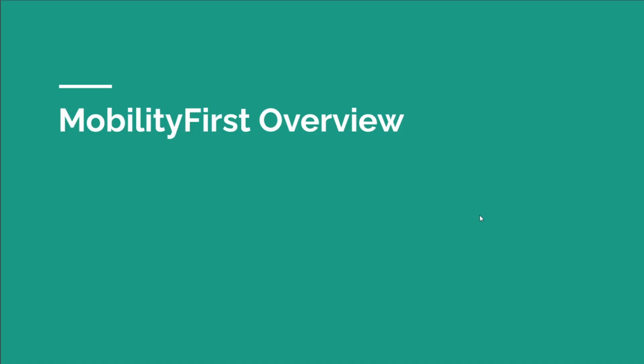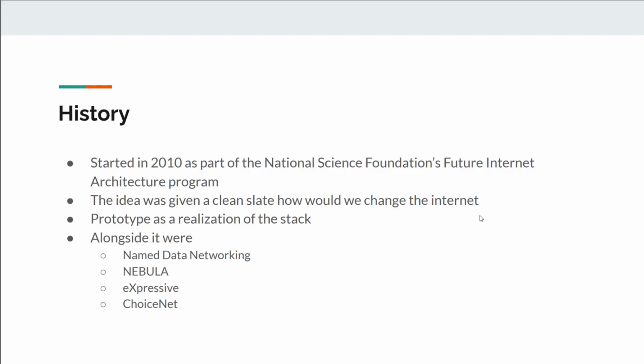So now let's get into MobilityFirst, particularly the MSocket. MobilityFirst started out in 2010 as part of the National Science Foundation's Future Internet Architecture Program. We've covered this in class. The idea was to take a clean slate on how we change and design the internet. Each project was to create a prototype as a realization of this new internet. Some notable projects alongside it were Named Data Networking, NEBULA, XIA, and ChoiceNet.